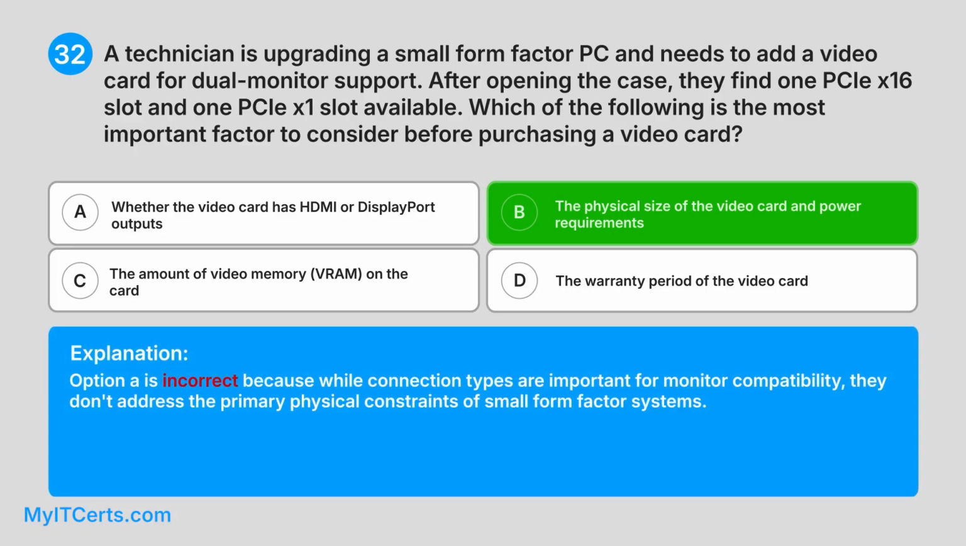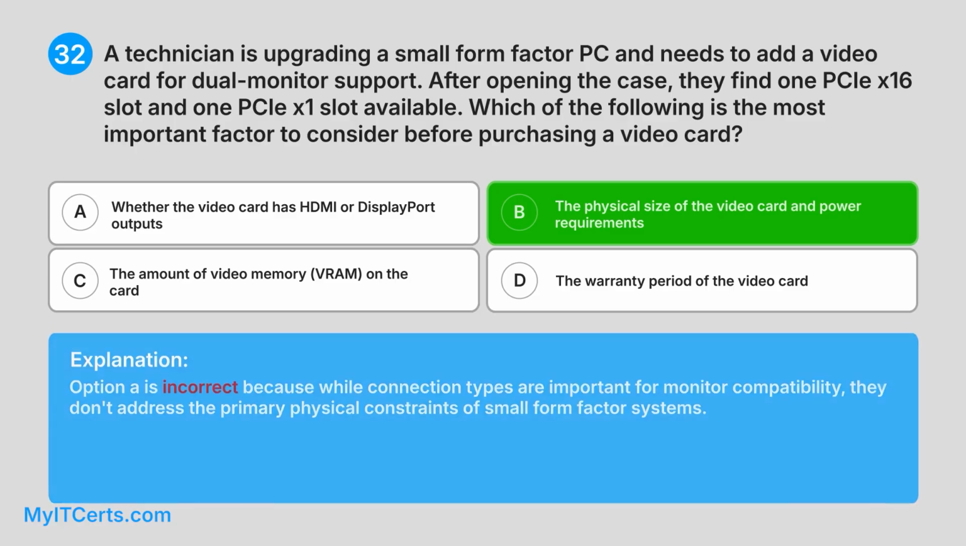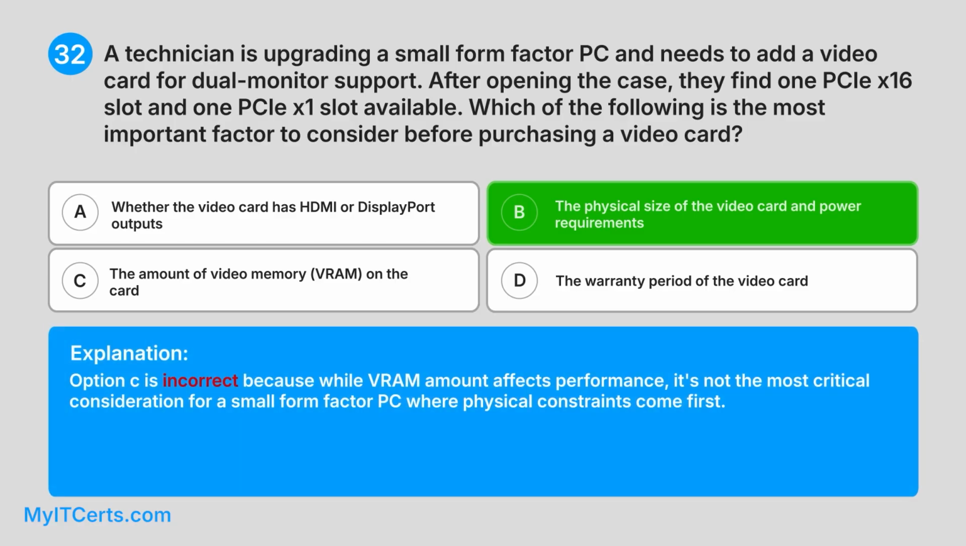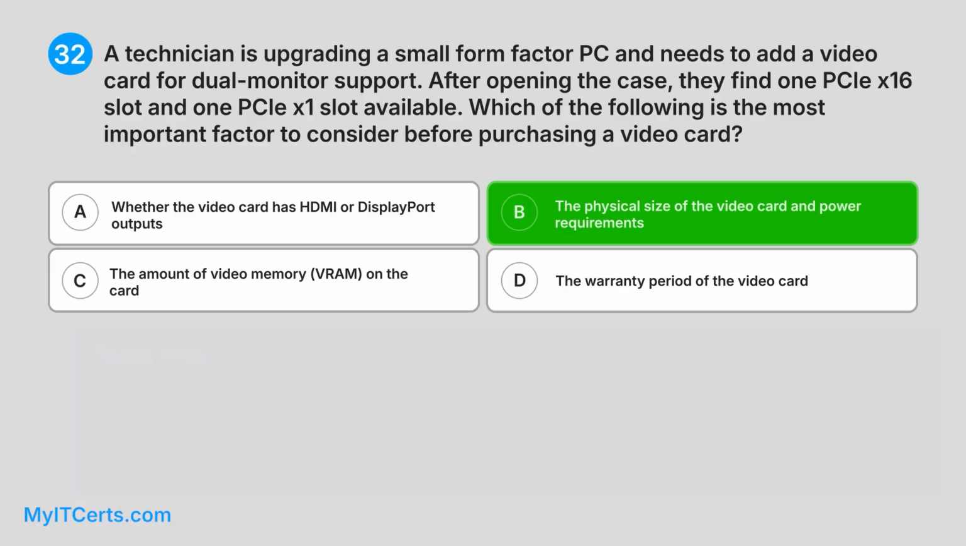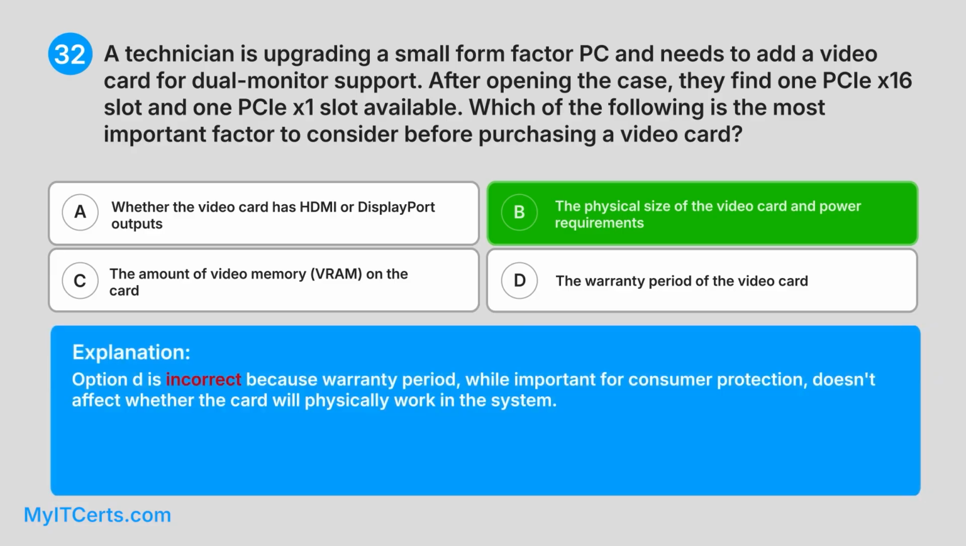Option A is incorrect because while connection types are important for monitor compatibility, they don't address the primary physical constraints of small form factor systems. Option C is incorrect because while VRAM amount affects performance, it's not the most critical consideration for a small form factor PC, where physical constraints come first. Option D is incorrect because warranty period, while important for consumer protection, doesn't affect whether the card will physically work in the system.